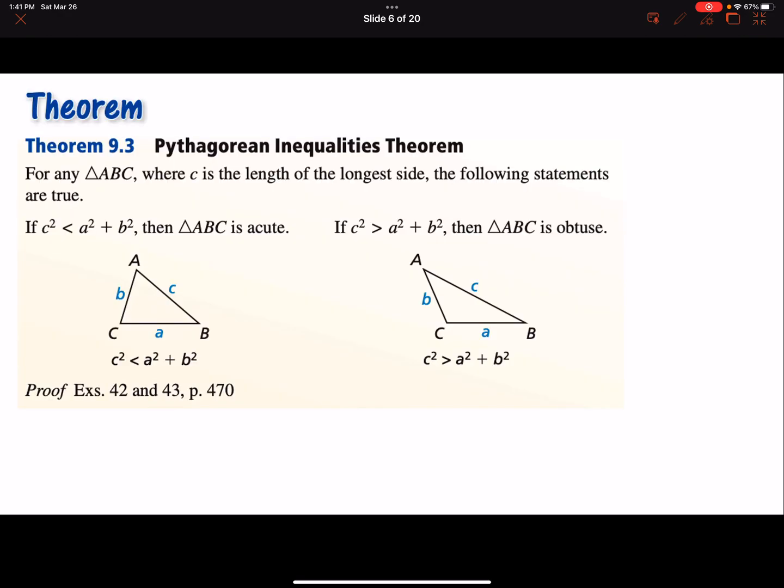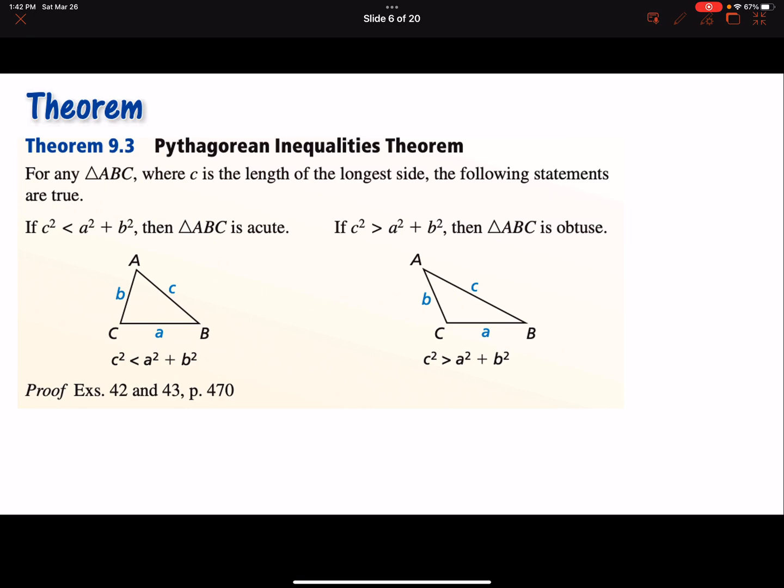The Pythagorean Inequalities Theorem. This is basically saying if I have a triangle, it doesn't have to be a right triangle. Why does it not have to be a right triangle? Because this is going to tell you whether the triangle is acute or obtuse or right.